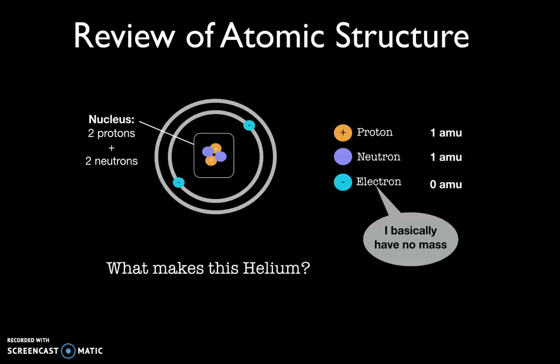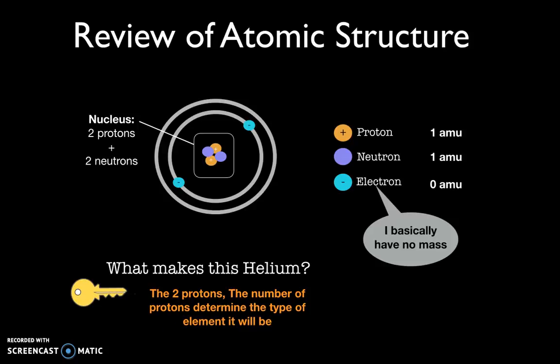So we want to ask ourselves, what makes this a helium atom? Is it the 2 protons? Is it the 2 neutrons? Or is it even the 2 electrons? The answer is that it's actually the 2 protons. The number of protons inside any atom determines what type of element it will be. And this is one of our key ideas.